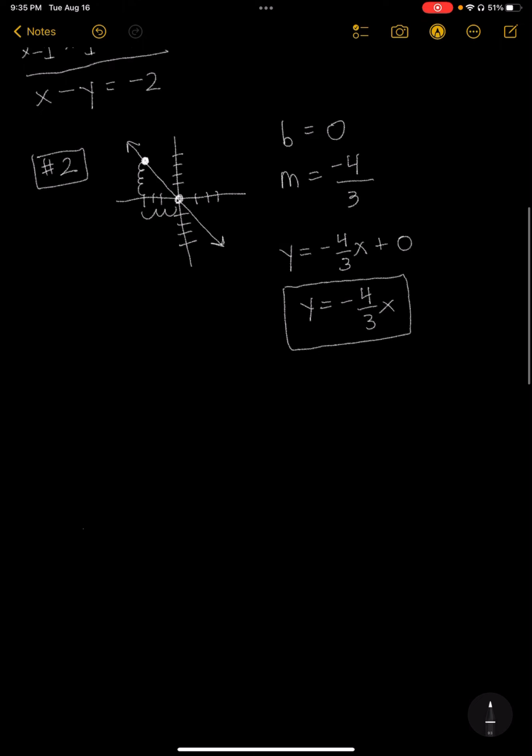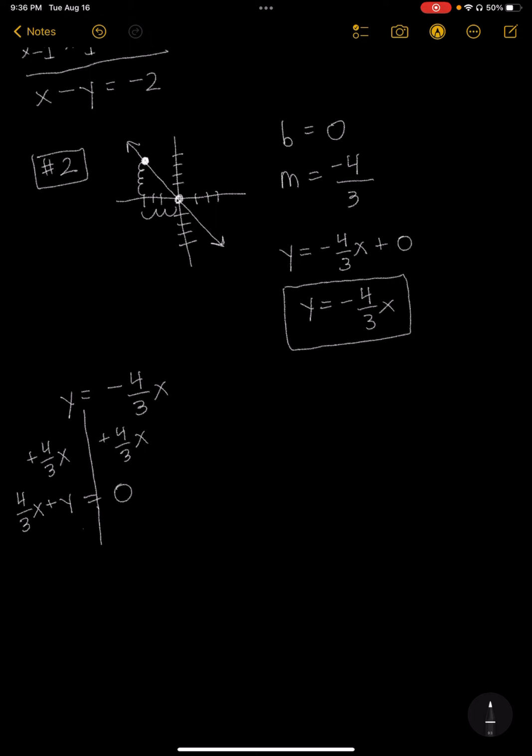Okay, now let's convert that to standard form. And the way that we're going to do that is first to get the x and the y on the same side by adding the 4/3x to both sides. Okay, so now I have 4/3x plus y equals, there was nothing left over on this right side, so we can just put a 0 there.